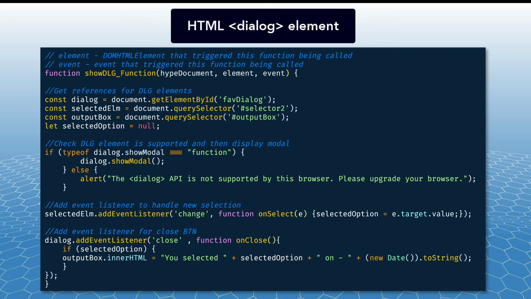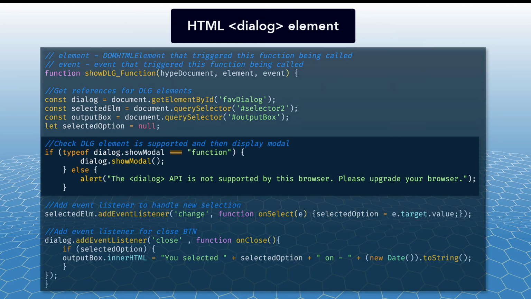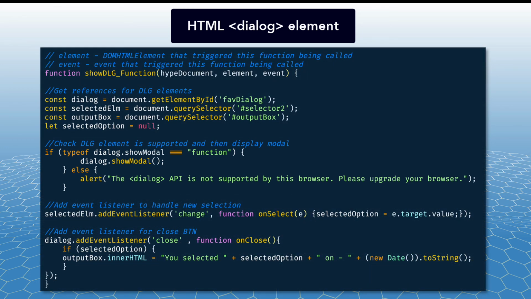So, before we show this dialog using the showModal method, it's important to check that it's supported. We do that here. This piece of code first confirms that the showModal method is an allowable function, something that's only true in browsers supporting the dialog element. If that turns out to be true, then we invoke that method to display the dialog. If this check fails, the user is presented with an alert message encouraging them to update their browser. The remainder of this code is effectively the same as before.